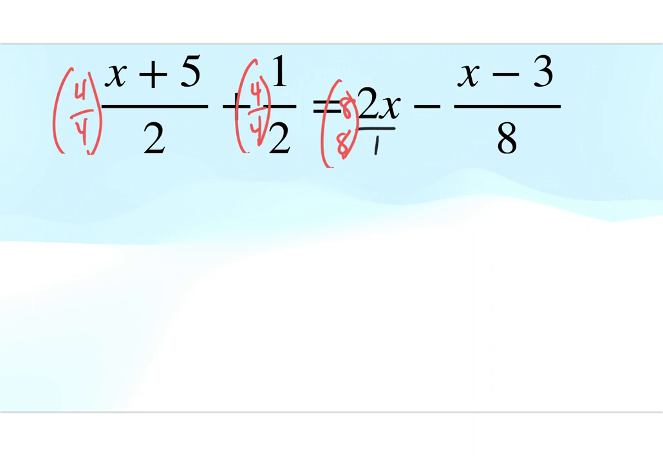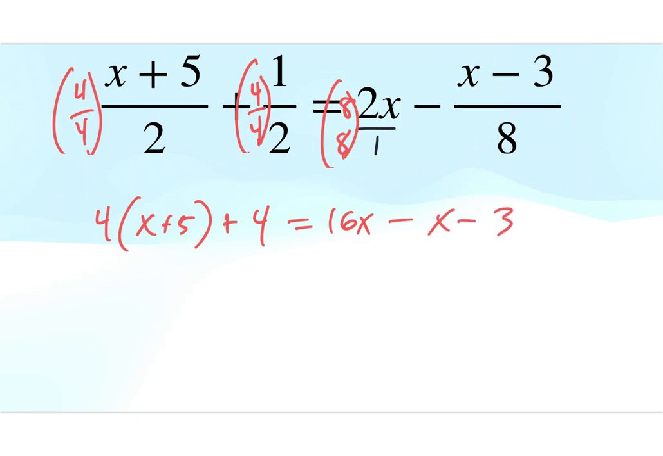So when I do that, I'll have 8 in the denominator for all of them, which means I will only have in the numerator 4 times x plus 5 plus 4 equals 16x minus x minus 3. Common mistake is people will forget that there's a parenthesis on this whole thing. I'm subtracting the whole fraction. So if I'm looking just at the numerators, it's minus that whole thing, x minus 3. Minus a negative 3.